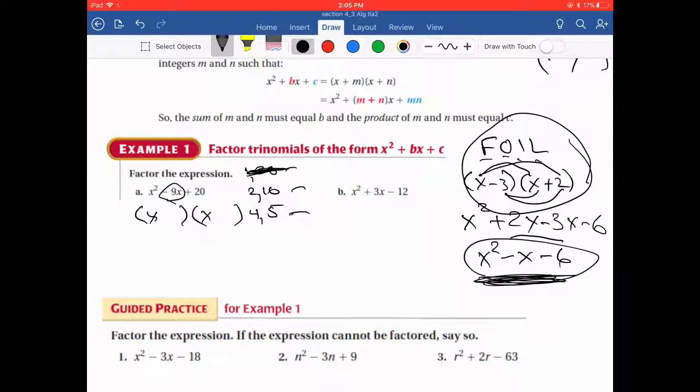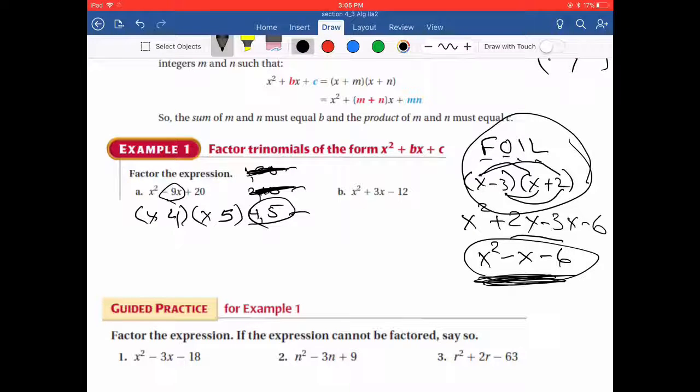2 and 10, I add and subtract 2 and 10, I get 12 and 8. Nope, no 9. 4 and 5, I add and subtract. If I add them, it's 9. That's good. And 4 and 5, subtract them, it's 1 or negative 1. I like those choices. Then I put those numbers into the binomials. It doesn't matter where they go in this case, 5 and 4.